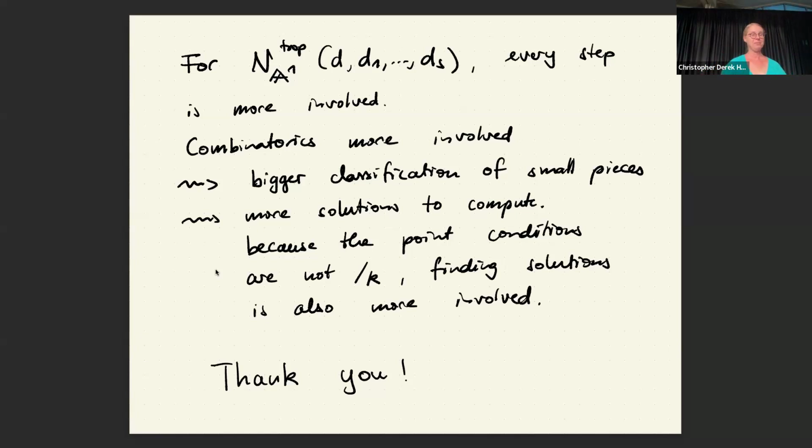Questions? Were you able to find a recursion for this more general, quadratically enhanced counting? No.